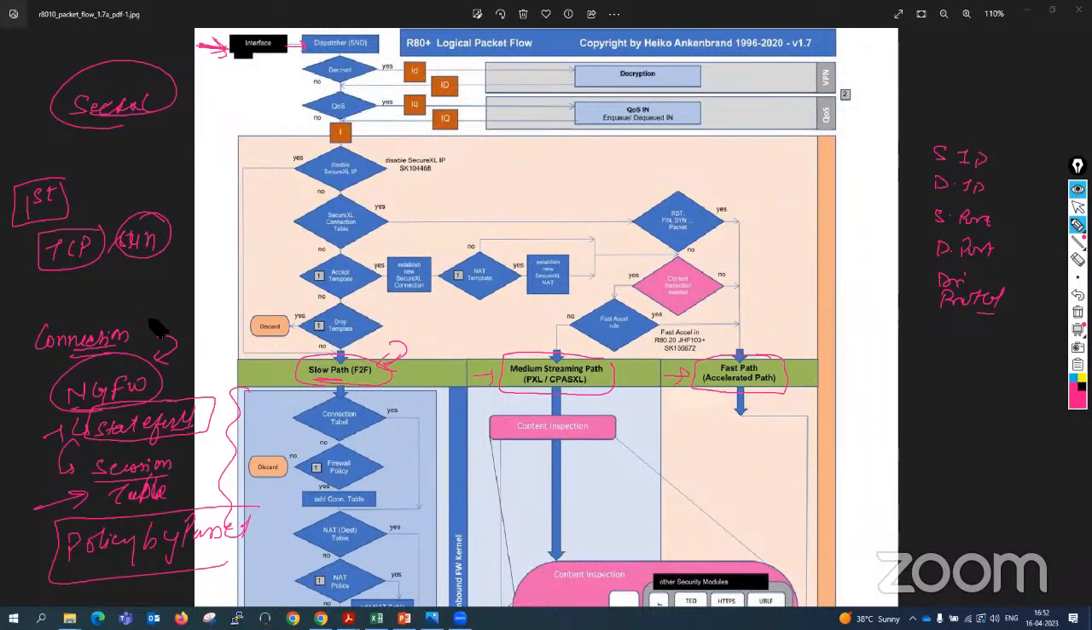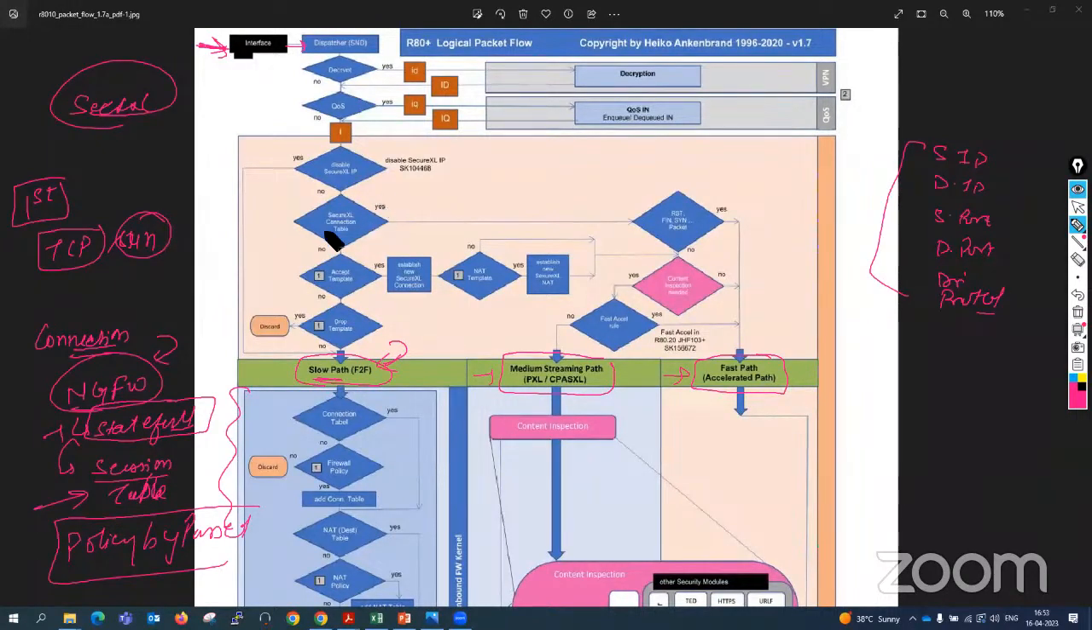What is happening if you're working with the next generation firewall? Next generation firewalls generally support stateful inspection. In stateful inspection, the firewall maintains a session table, and in the session table, 6 pieces of information are maintained. What are these 6 pieces of information? The session entry is maintained when the first packet comes to your firewall and your policy allows that packet. Then your session entry will be maintained.